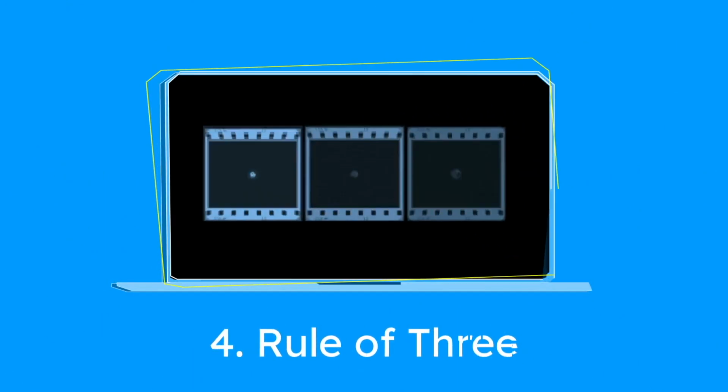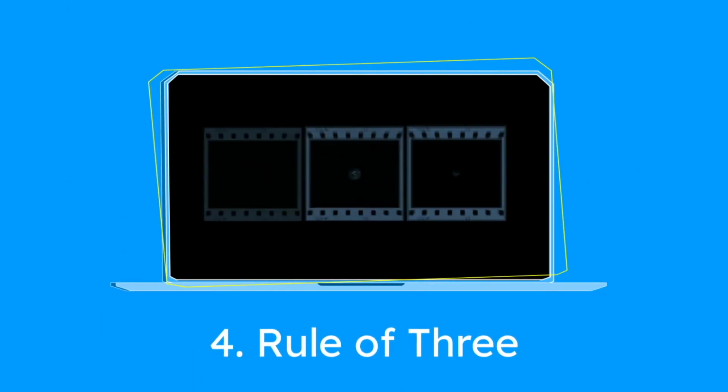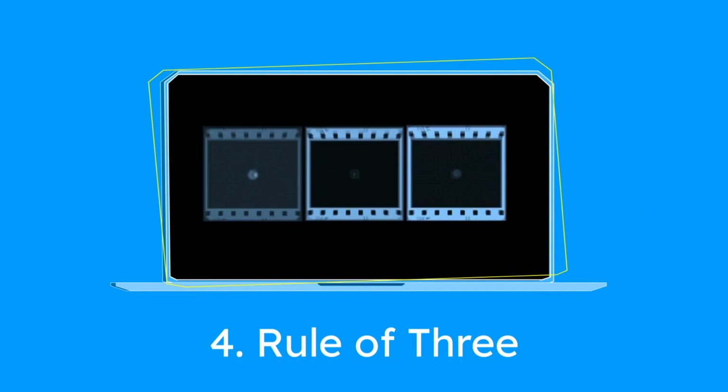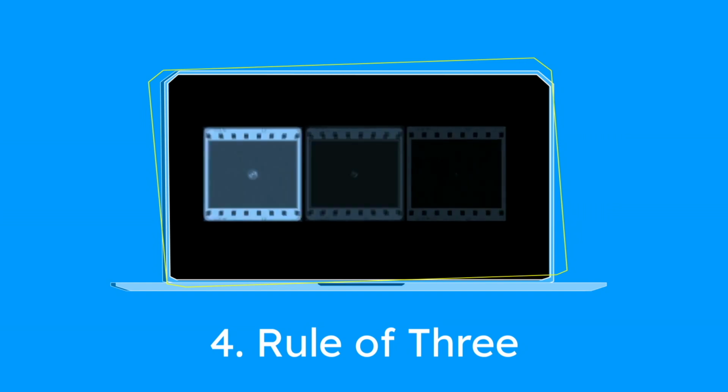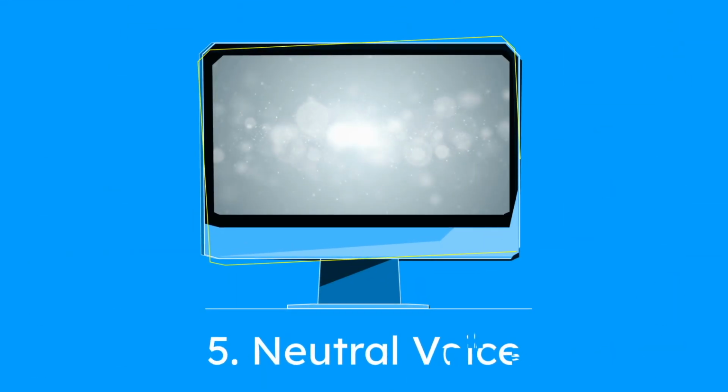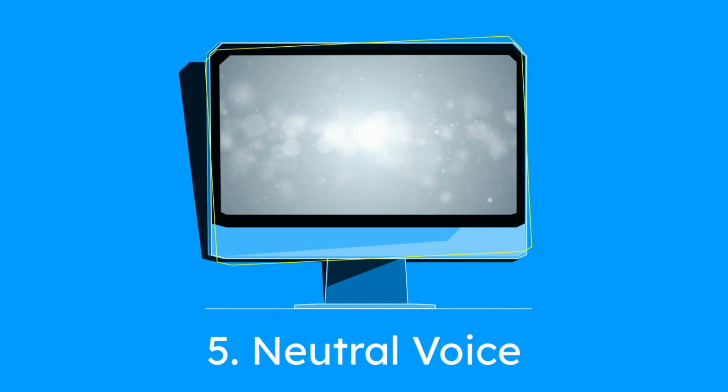Number 4, the rule of 3. If you say something 3 times or give 3 examples or explanations, people tend to believe it more. The rule of 3 is a very persuasive technique. Number 5, a neutral voice. Using a neutral voice makes your argument sound logical rather than emotional, and a logical argument has a higher chance of persuading a broader audience.